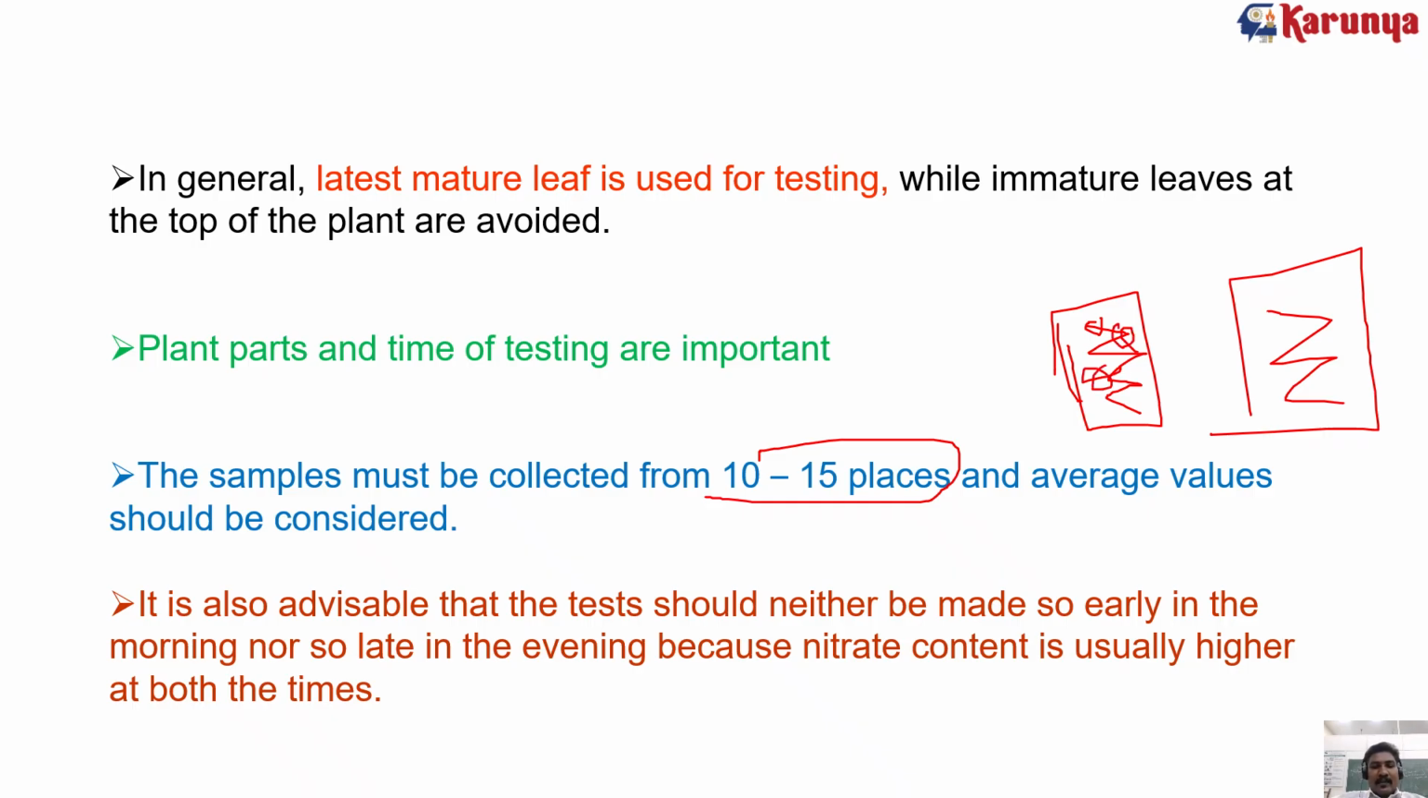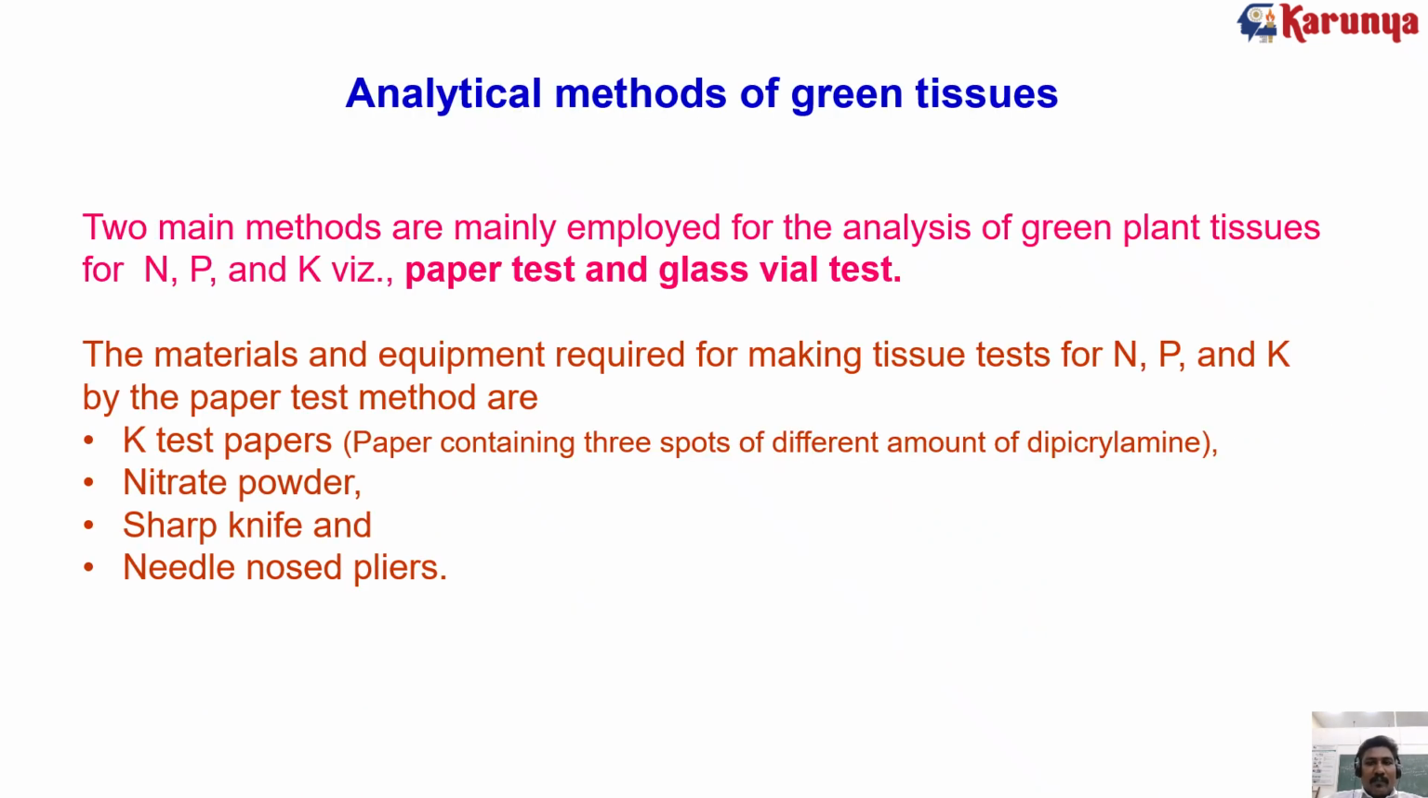It is also advisable that the test should be made neither so early in the morning nor so late in the evening. It will change the nitrate content usually at both times. So early in the morning and so late in the evening you should not do the plant sample analysis. That will affect the nutrient concentration.